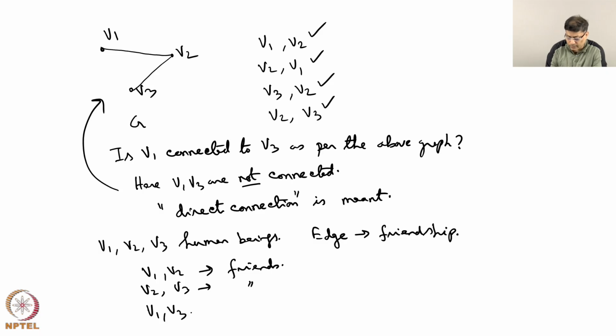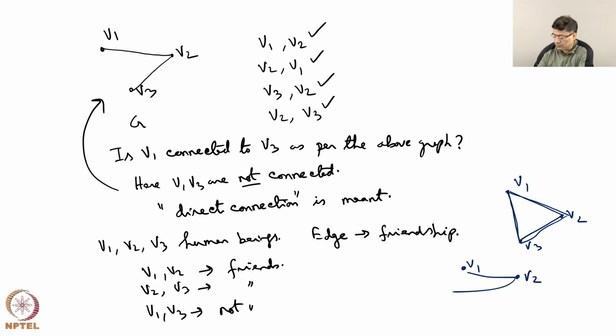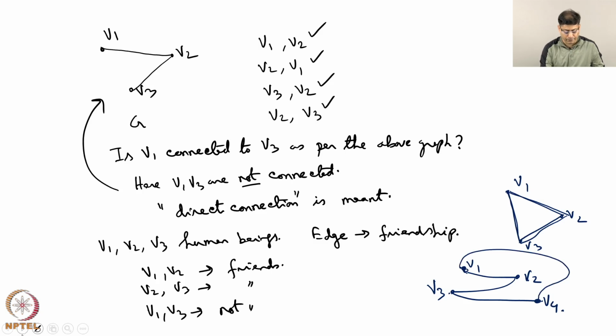So, here V1, V3 are not friends, and if they were friends, then what would have been the presentation? The presentation would have been, this is a case when everyone is everyone else's friend. My friend's friend is also my friend. Or if I increase the number of vertices to V1, V2, V3, V4, V1 is V2's friend, V2 is V3's friend, V3 is V4's friend, and in case the situation is such that V1 is also V4's friend, then I will join that by another edge.